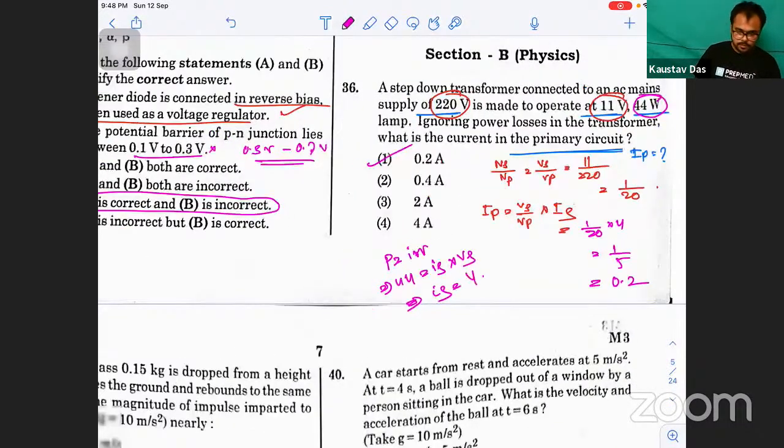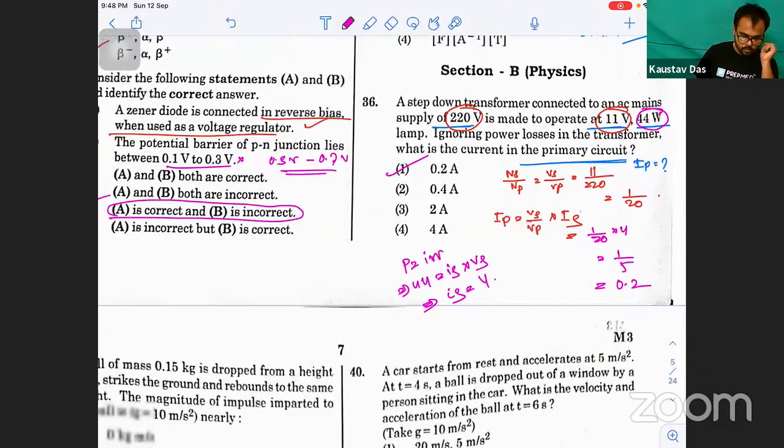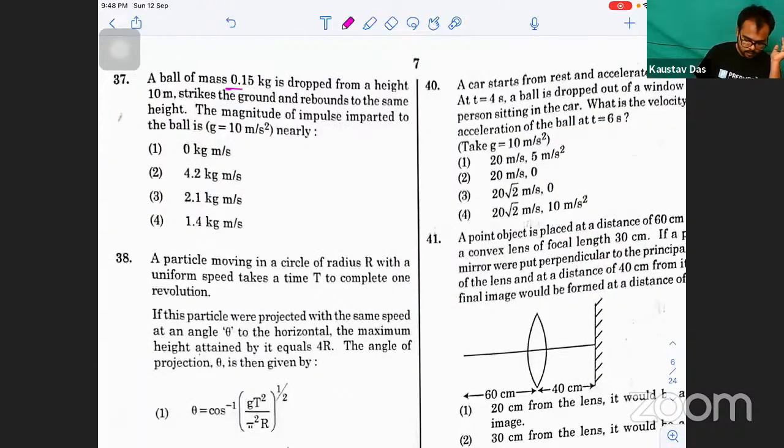Let us come to question number 37. A ball of mass 0.15 kg is dropped from a height of 10 meters, strikes the ground and rebounds to the same height.